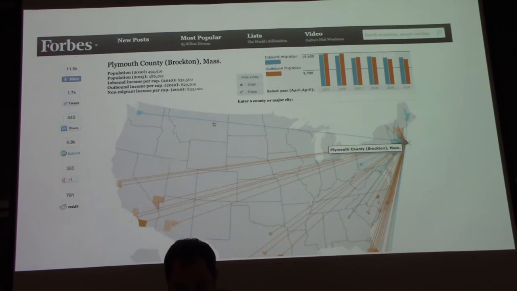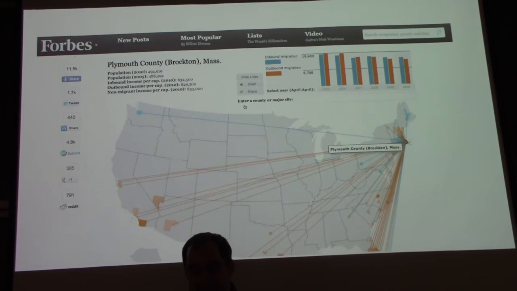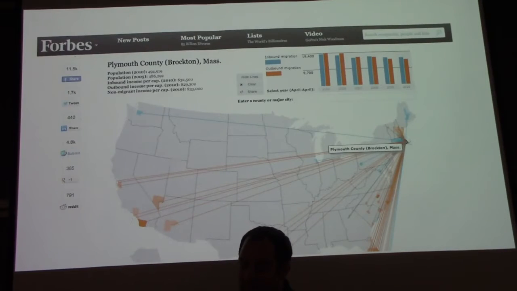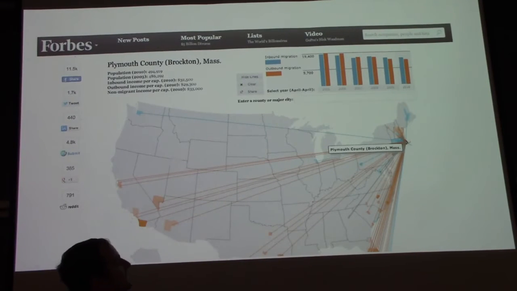Here the intensity of the ribbons, or probably the color intensity of the destinations, encodes the data. However, this is a non-spatial representation of the same kind of data. So here we can interactively select and see this specific geospatial context.